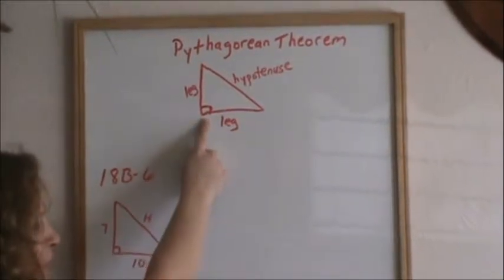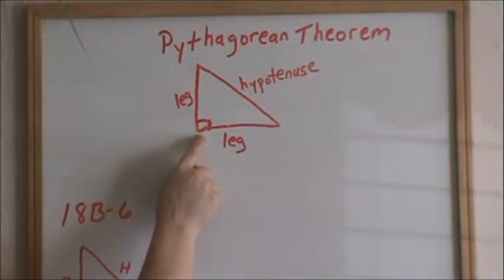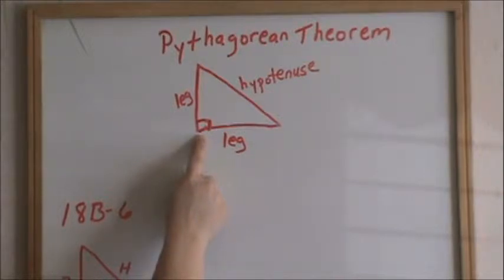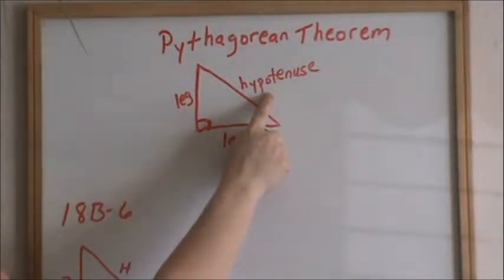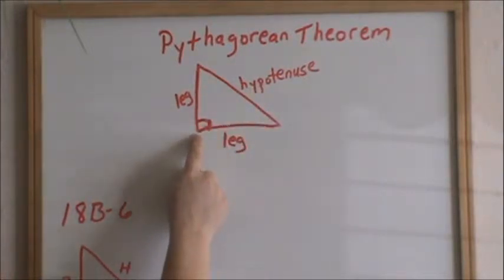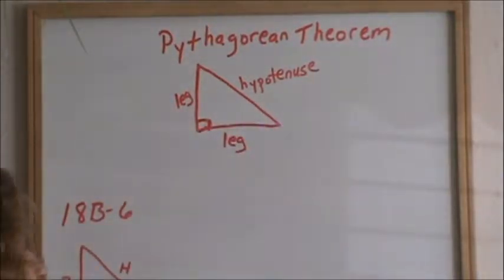Here we have a right triangle. In a right triangle, you're always going to have a right angle, which is what I'm pointing at. A right angle is always 90 degrees. On each side of the right angle, you have two sides, and you call these two sides the legs. And then the side across from the 90 degrees is always the hypotenuse. The hypotenuse is always across from the 90 degrees. And the hypotenuse is always the longest side of a right triangle.